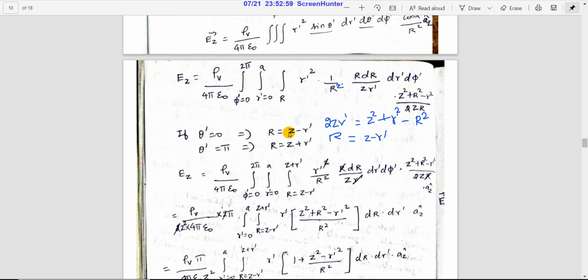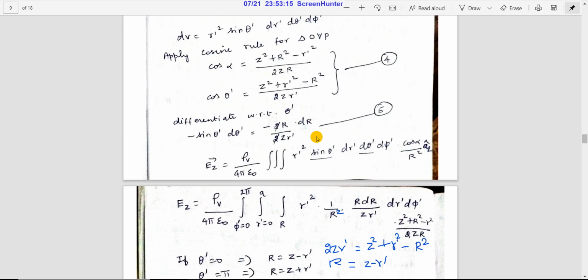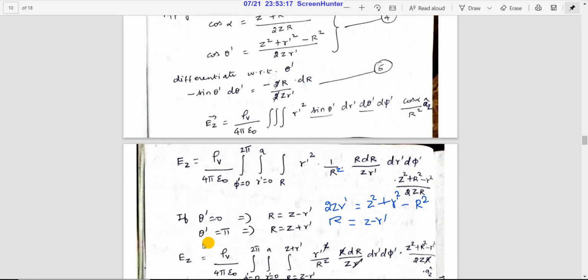So how we get the limits for r means we have to get from this equation only. Just take this second equation: cos theta dash is equal to (z square plus r dash square minus r square) divided by 2 z r dash. If you apply theta dash is 0, so cos 0 is 1. If you cross multiply this, you will be getting the answer as 2z r dash is equal to z square plus r dash square minus r square.